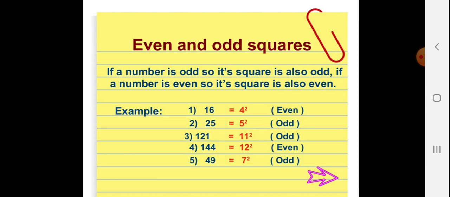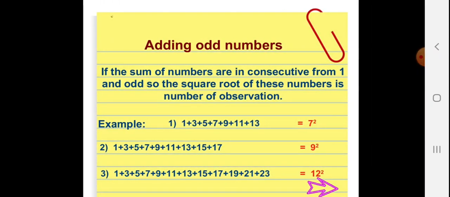11, an odd number, has the square 121, again odd. 12, which is an even number, has the square 144, which is also an even number. 7 squared: 7 is an odd number, and its square is 49, which is also an odd number.